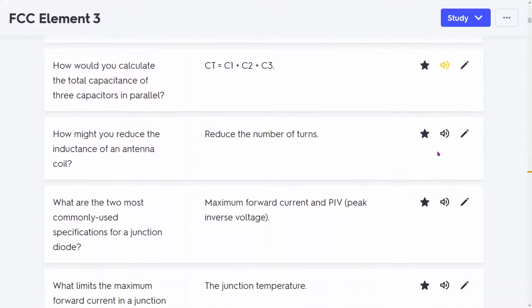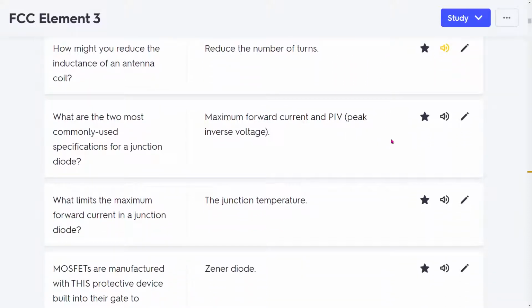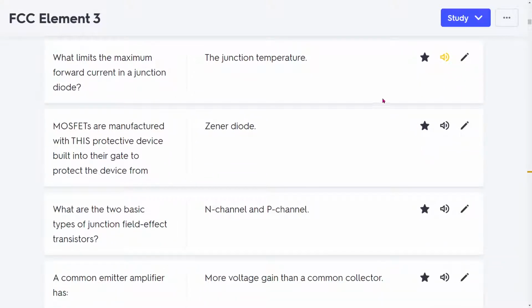How would you calculate the total capacitance of three capacitors in parallel? CT equals C1 plus C2 plus C3. How might you reduce the inductance of an antenna coil? Reduce the number of turns. What are the two most commonly used specifications for a junction diode? Maximum forward current and PIV. What limits the maximum forward current in a junction diode?